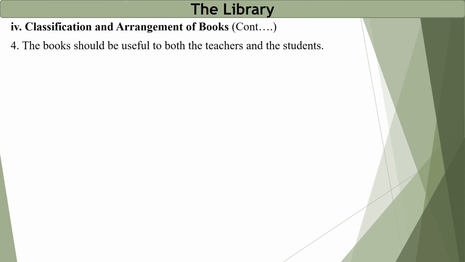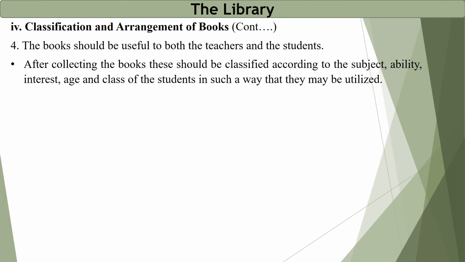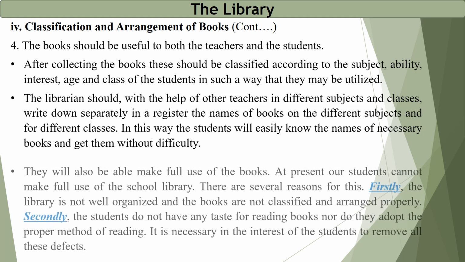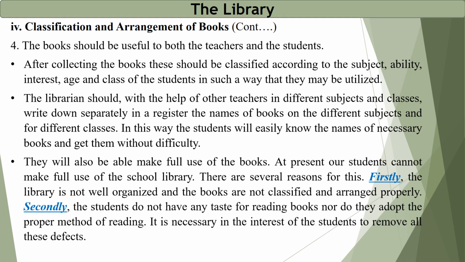The books should be useful to both the teacher and the students. After collecting the books, these should be classified according to the subject, ability, interest, age, and class of the students in such a way that they may be utilized. The librarian should, with the help of other teachers in different subjects and classes, write down separately in the register the names of books on the different subjects and for different classes. In this way, the students will easily know the names of necessary books and get them without difficulty. They will also be able to make full use of the books.